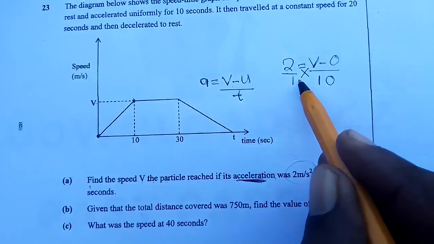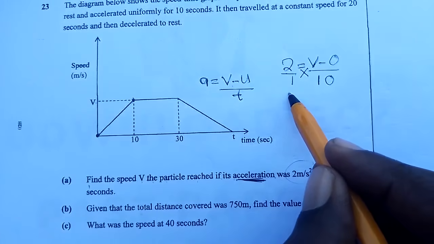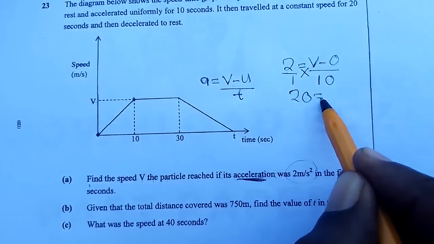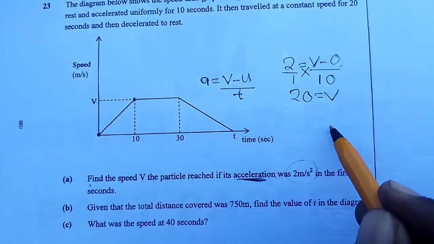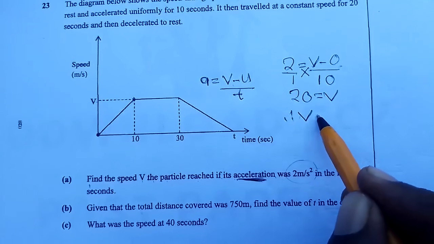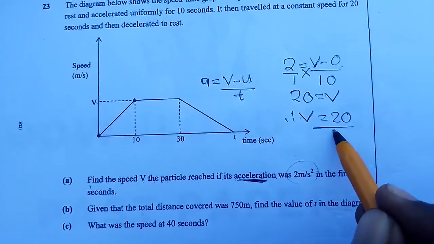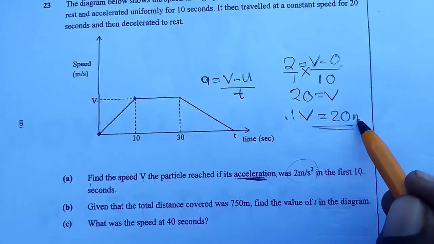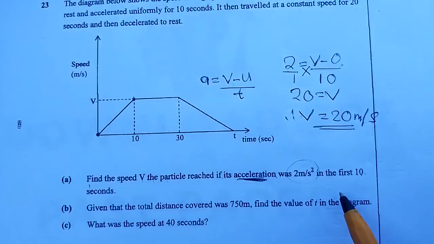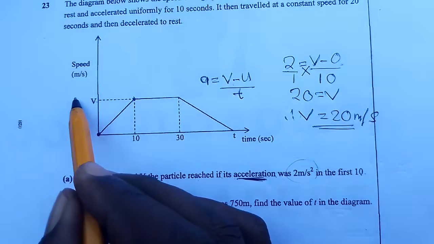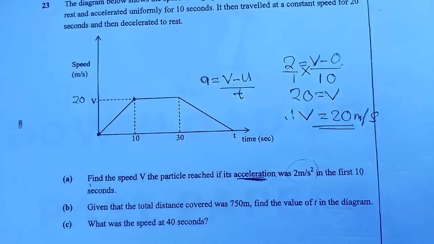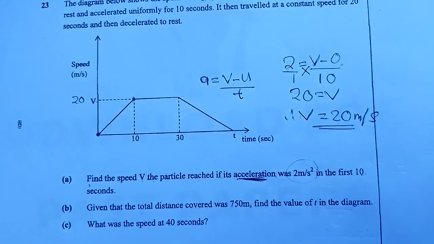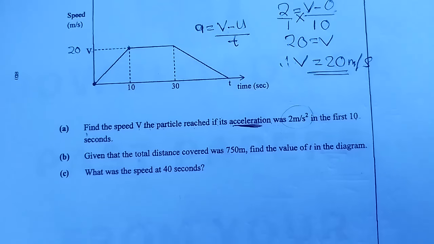10 times 2, that is 20, which is equal to v minus 0, it is v. So therefore, v is 20 meters per second, that is the speed v. This is how you calculate that v is equal to 20. Then you move to the other question.